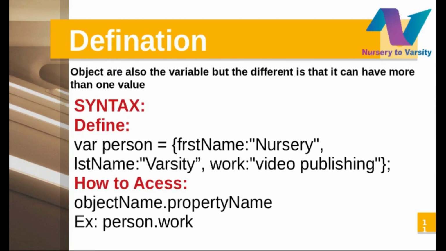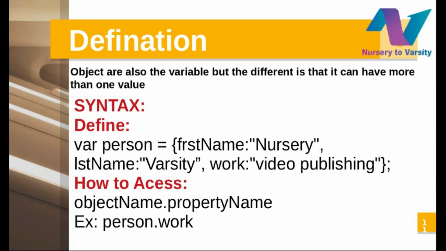Okay, so the definition of objects is that these are also variables, but the difference is that they can have more than one value. How can we define that? To define the object, you give the variable any name, and in brackets you write name-value pairs, if you know that. You write any name for that object and in brackets you pass the values. It's called name colon value pairs. Again you will pass last name Varsity, work video publishing.